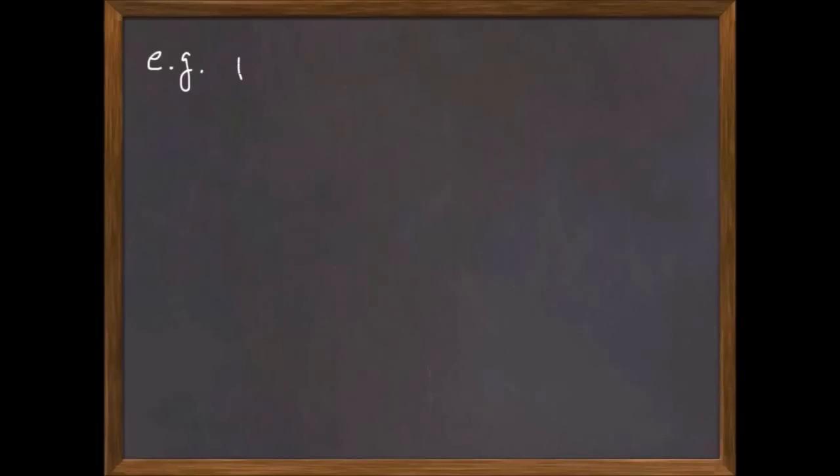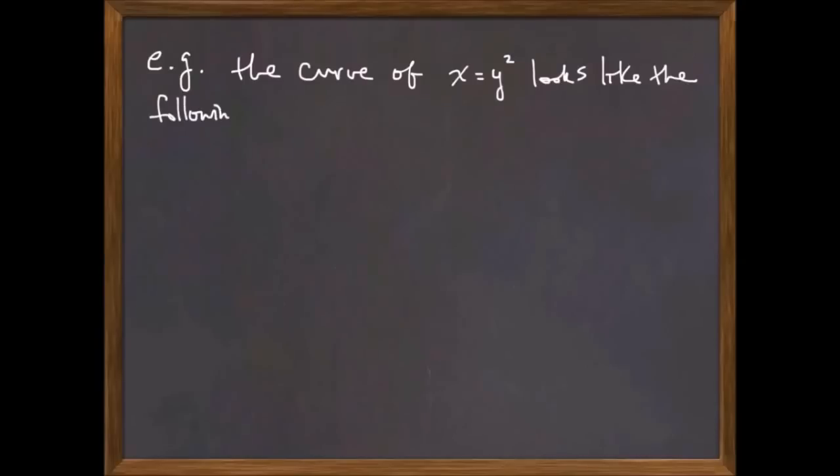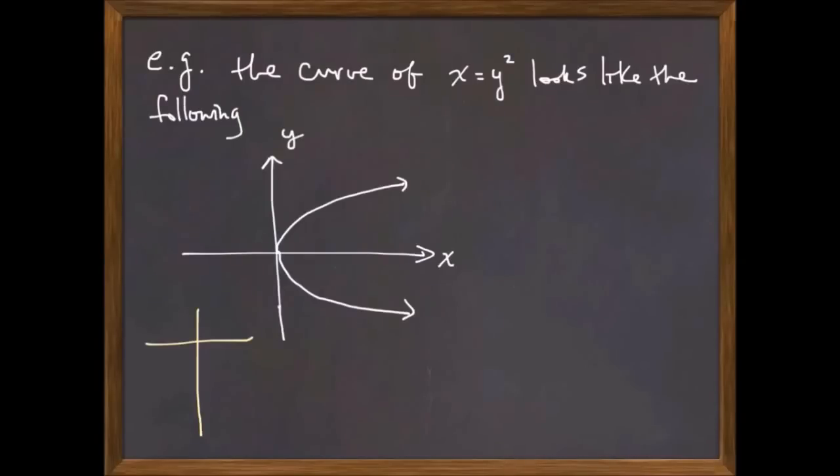On the other hand, the curve of x equals y squared looks like the following. Let's look a little more closely at why the graph looks like that. The equation here is written x equals y squared, which means the x value depends on the y value. So when we construct a table, I'm going to choose the y values and then calculate x accordingly.